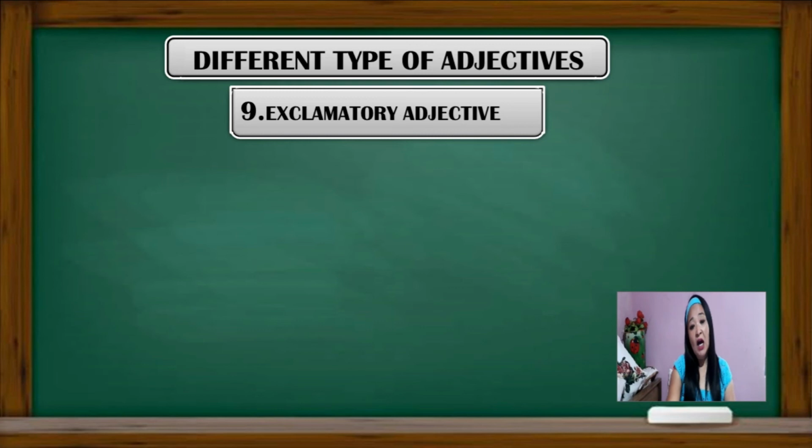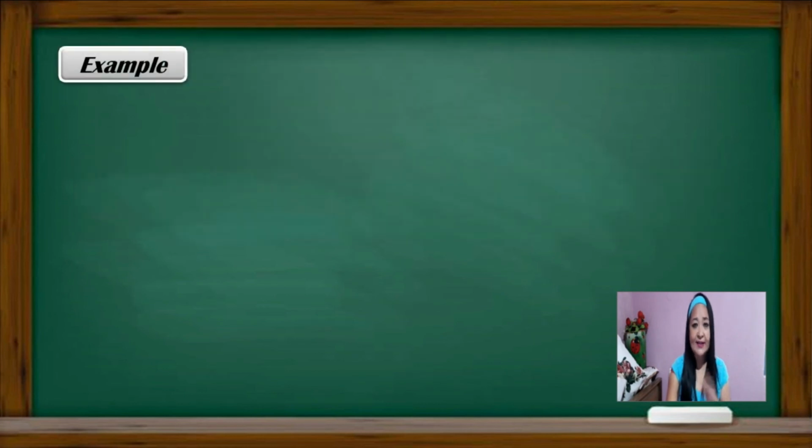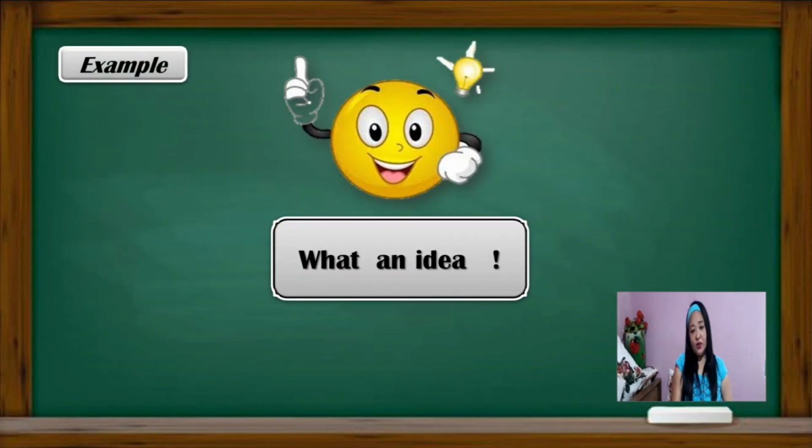Now we will see the exclamatory adjective. What is an exclamatory adjective then? Well, an exclamatory adjective is an adjective which modifies the noun, expressing a certain emotion or a feeling. Understood? Usually, in such sentences where we use an exclamatory adjective, it is followed by an exclamation mark. All right, let's try to understand with the help of an example. Well, "What an idea!"